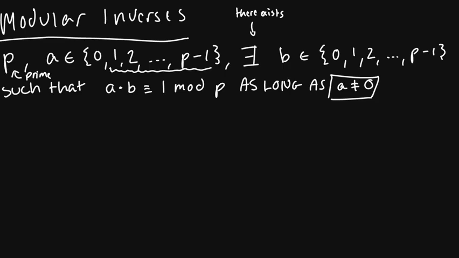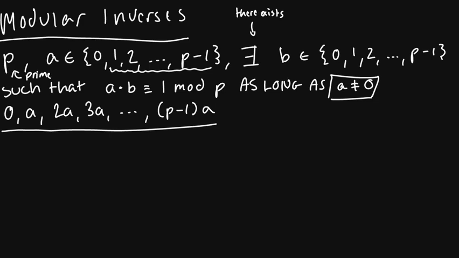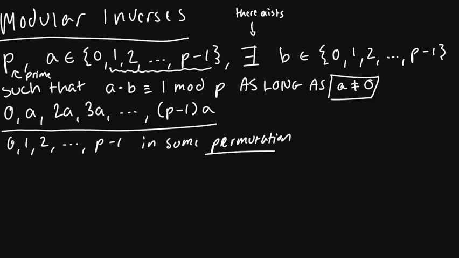So if we look at the sequence 0, a, 2a, 3a, dot dot dot, all the way until (p minus 1) times a, we want to show right now that this sequence contains all the numbers 0, 1, 2, dot dot dot, p minus 1 in some random order, in some permutation, which just means a rearrangement. So how do we show this?